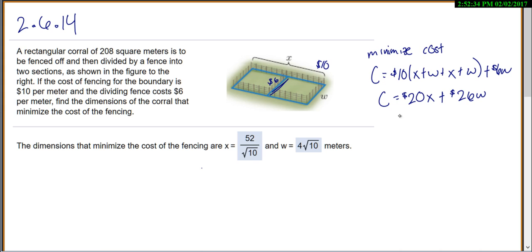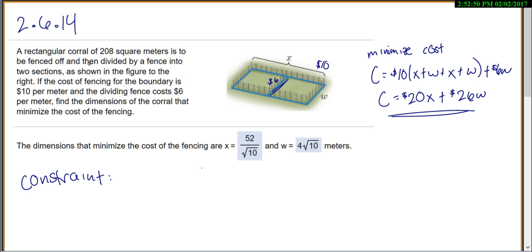So that's my cost. But as you write this, you're like, okay, I want to minimize cost, and this means I want to take the derivative of this, but the problem is I have two variables, and I just don't know what to do with two variables. And that's why they invented what we call our constraint equations. You need one way to get rid of a variable, okay?